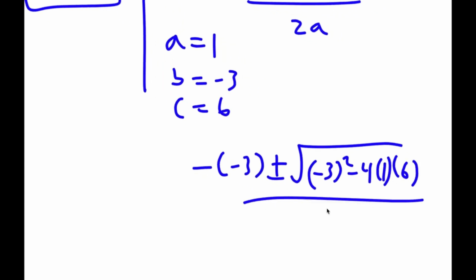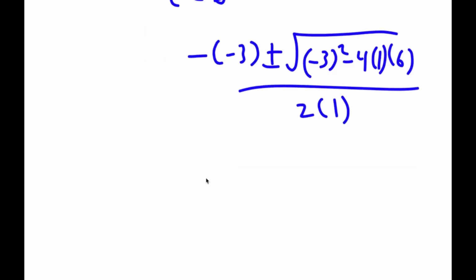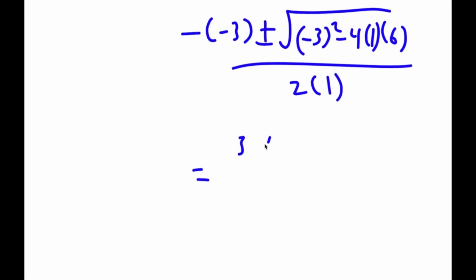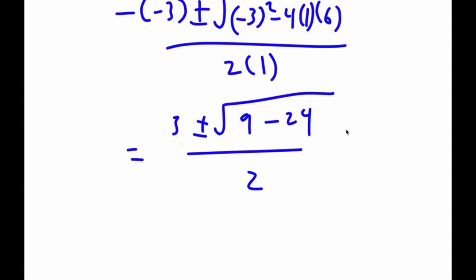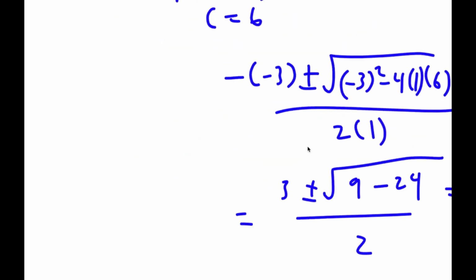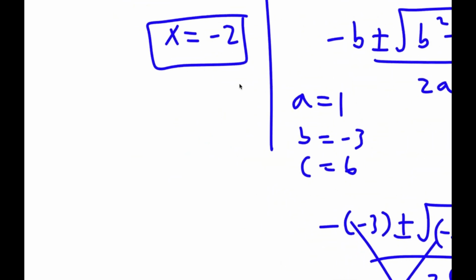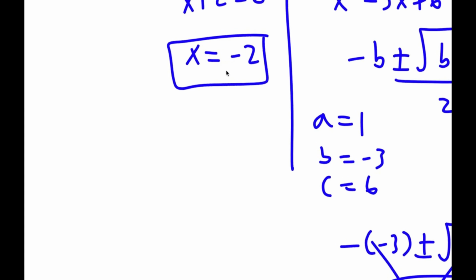c all over 2a. And this simplifies to 3 plus or minus the square root of 9 minus 24 over 2. And if you notice, 9 minus 24, that's negative 15. So I'll have square root of negative 15. And you can't actually take the square root of a negative number. So this is wrong. And my only solution is x equals negative 2.